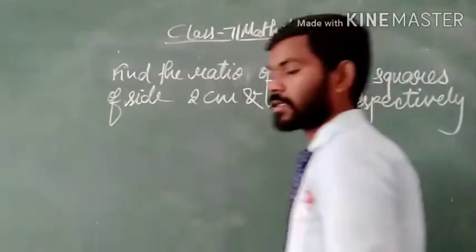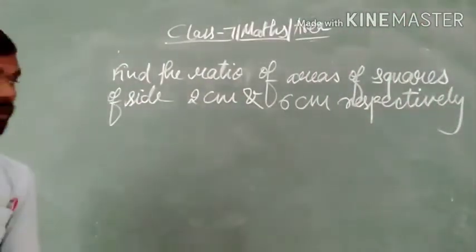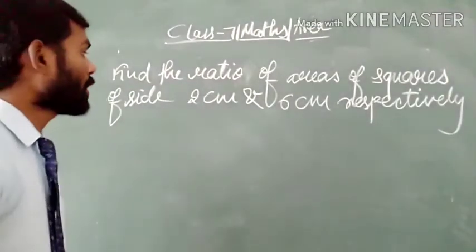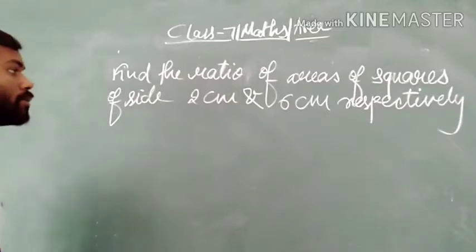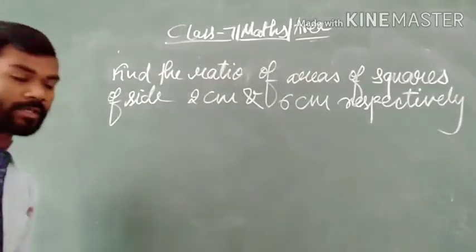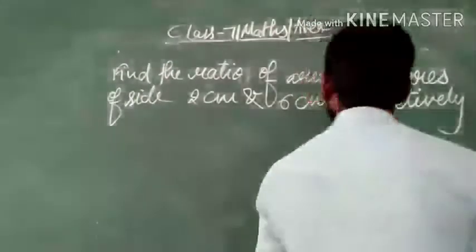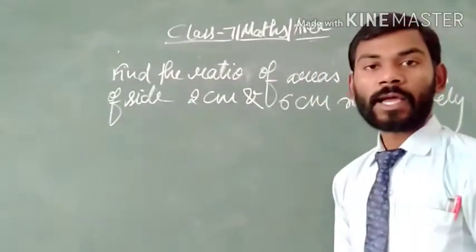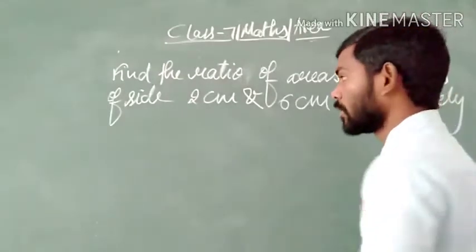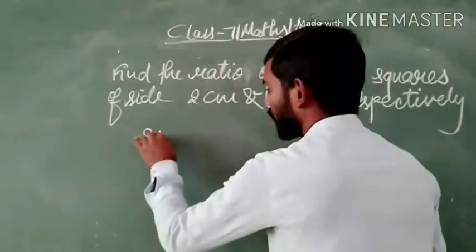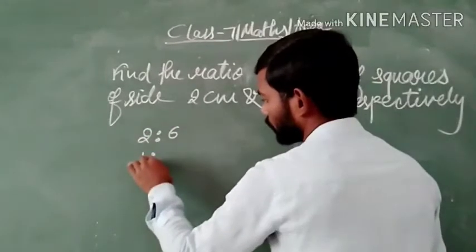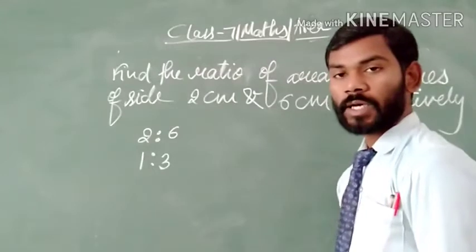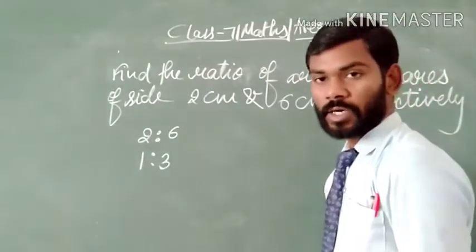Okay, so the given question says to find the ratio of areas of squares of side 2 centimeter and 6 centimeter. First, if we see the ratio of the sides of the squares, we get 2 ratio 6, that is 1 ratio 3. The ratio of the sides of the squares is 1 ratio 3.